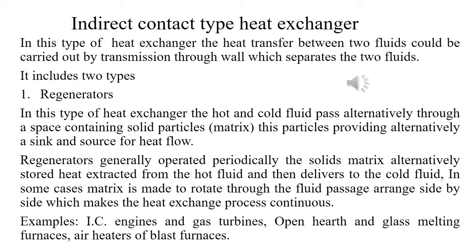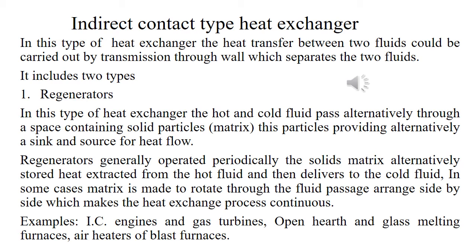In this type of heat exchanger, the hot and cold fluids pass alternately through a space containing solid particles, which is also called the matrix. These particles provide alternately a sink and source for heat flow. Regenerators generally operate periodically, where the solid matrix alternately stores heat extracted from the hot fluid and then delivers it to the cold fluid. In some cases, the matrix is made to rotate through the fluid passages arranged side by side, which makes the heat exchange process continuous.